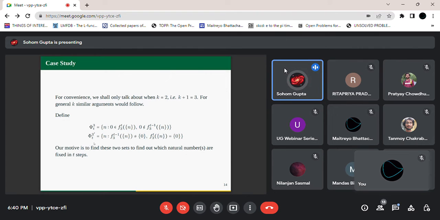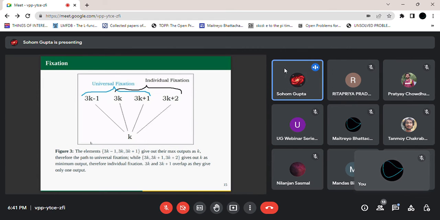So, and phi t3 prime, this is exactly the set of natural numbers which are universally fixed in exactly t steps. So we would want to see that given a number of steps, which natural numbers are individually fixed in that number and which natural numbers are universally fixed. So how do we go along with this? One very nice way is to look at the same thing, what values something can come from. So there's a very nice diagram which says that k can come from 3k minus 1, 3k, and 3k plus 1, and also 3k plus 2.